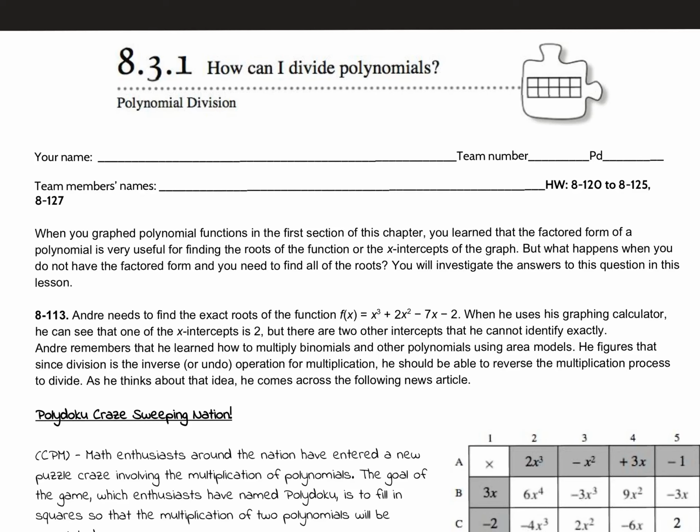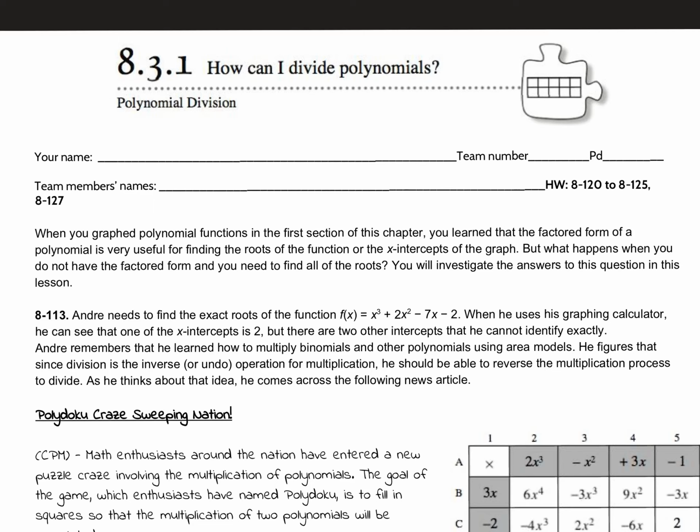Welcome to May. We are going to start out the month of May with one of my most favorite things that we do in Algebra 2, which is learning how to divide polynomials. And we're going to approach it from looking at it like it's a puzzle. So to start this out, we have to think about what we've done in the past.